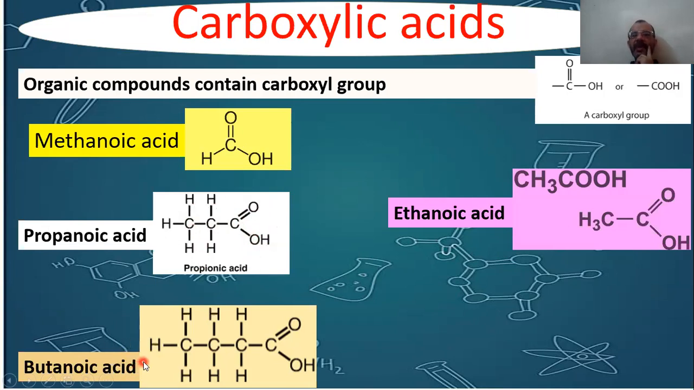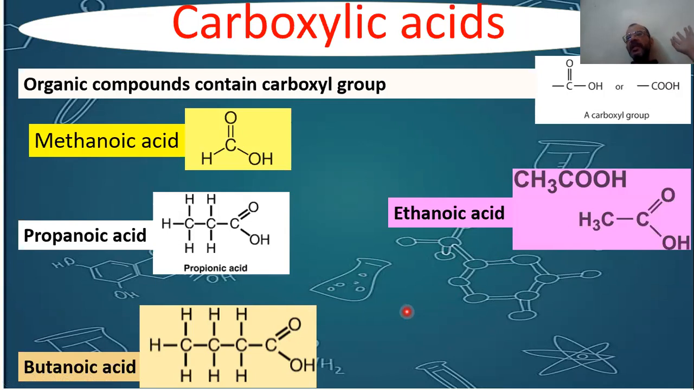The fourth member in an acid is butanoic acid. How can you know it is an acid? 2 oxygen atoms. One of them has a double bond, another oxygen atom is joined to H. How can you know it is butanoic acid? 1, 2, 3, and 4. That is the structure of acid.